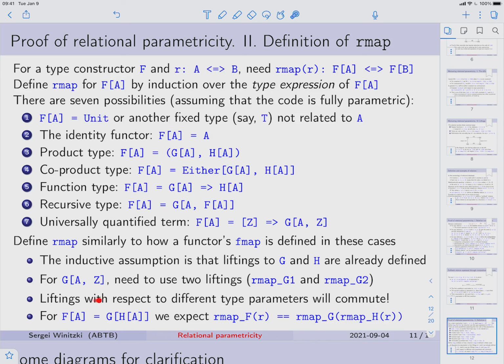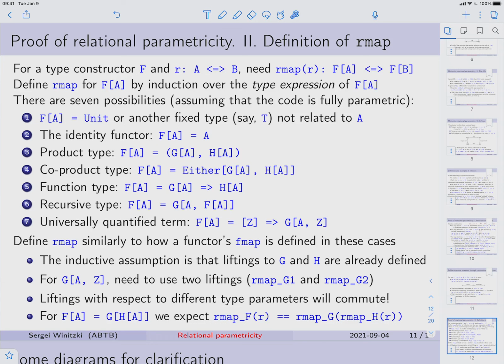However, we need to know a certain property, that these liftings commute. So if you lift a relation with respect to the first type parameter and then another relation with respect to the second, you can do this in any order. That is important for correctness. So that is something that one has to prove also, the commutativity law for liftings, if you have two type parameters.